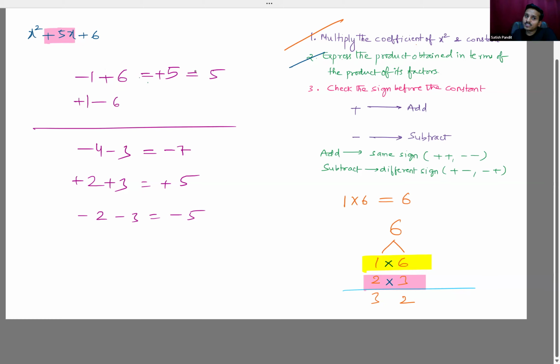But what if I have 1 minus 6? That means plus 1 minus 6. So here the answer will be minus 5. Why? Because again, we have opposite sign, different sign, we'll subtract. And we'll always remove small number from big number and put large number sign. Large number is 6. That sign is negative. Answer is minus 5.